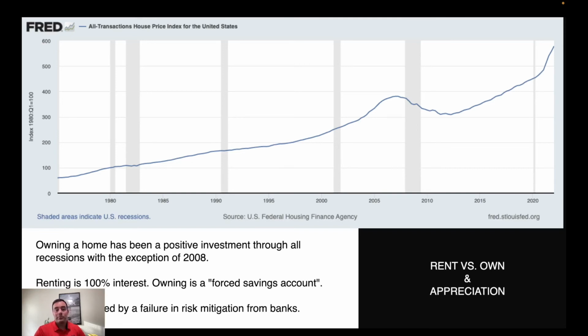And renting is really 100% interest rate. There's no principal there. It's just all interest. And so owning is really just a forced savings account. It's a good investment. All of the things you guys already know. But with the help of a little graph like this, it can go a long way.